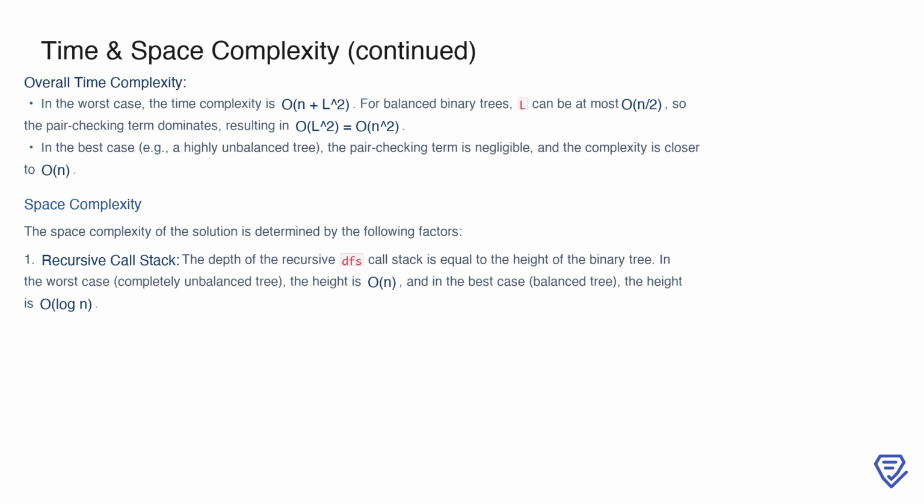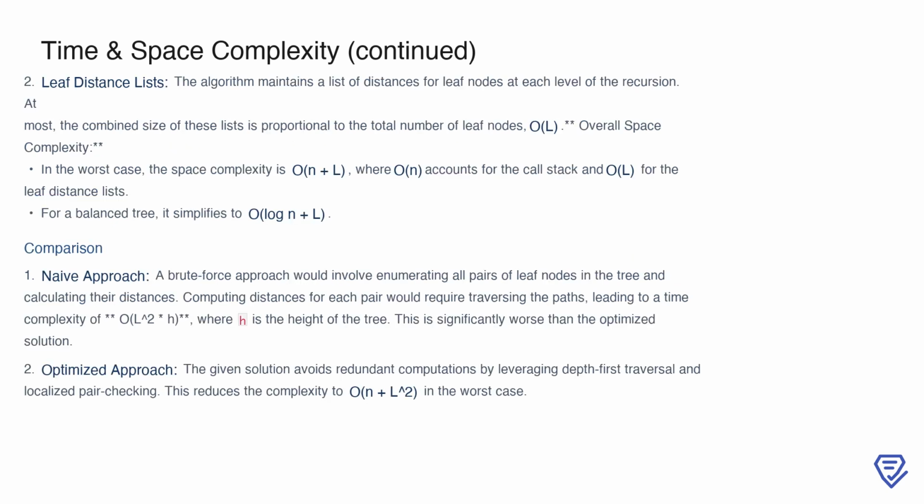Additionally, the algorithm maintains lists of distances for leaf nodes at each level of recursion. The combined size of these lists is proportional to the total number of leaf nodes, contributing O(L) to the space complexity. Therefore, the overall space complexity in the worst case is O(n plus L), where O(n) accounts for the call stack and O(L) accounts for the leaf distance lists. For a balanced tree, this simplifies to O(log n plus L).